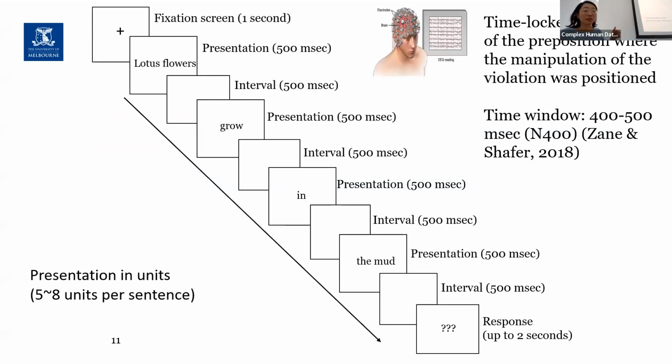So this is the task procedure. It's a unit by unit presentation. Every sentence is chunked into 5 to 8 units, and the preposition always landed as the third unit. So they first see the head noun phrase, and then the verb, and then the preposition. So those are the fixed screens. The number of units differs based on what comes after the preposition. Every screen is shown for a fixed 500 milliseconds, and there is a 500 millisecond interval between each screen. We are primarily interested in the N400 component, time-locked to the onset of the preposition, where the violation was positioned.